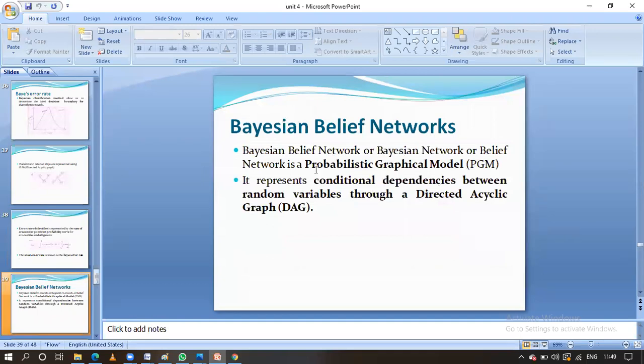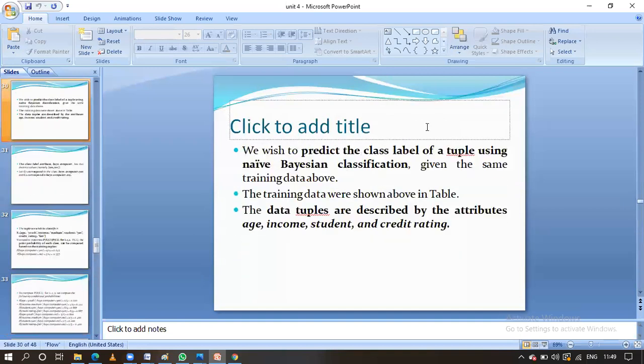The new thing, that is the Bayesian belief network. Related to the Bayesian classification we have two things: the first one is Naive Bayesian classification, which we have discussed. The second one is Bayesian belief network. Let us go to that slide, then you can easily understand.